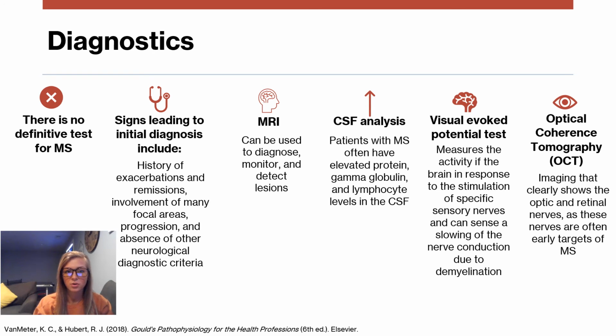There is no definitive test for MS, but some other tests can be done. Signs leading to the initial diagnosis of MS include the history of the exacerbations and remissions, and then involvement of many focal areas, progression and absence of other neurological diagnostic criteria. So if it doesn't fit all the criteria for another neurological disorder, a lot of times that can point to MS. An MRI can be done.